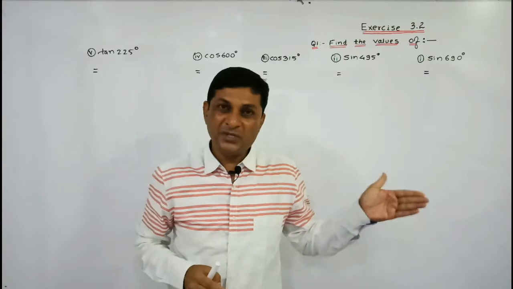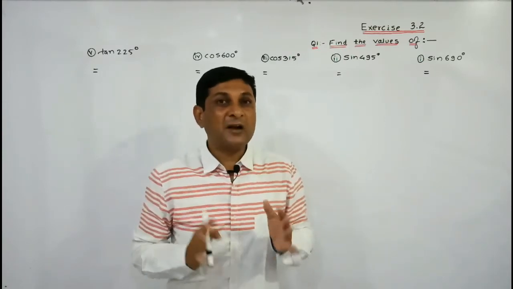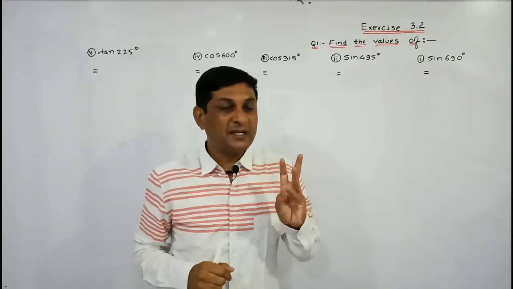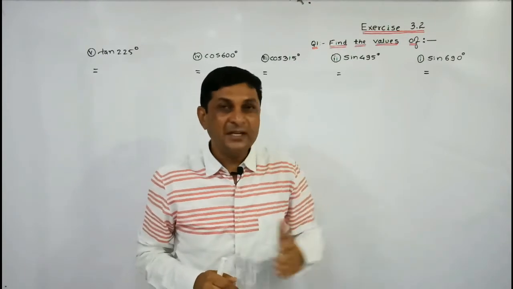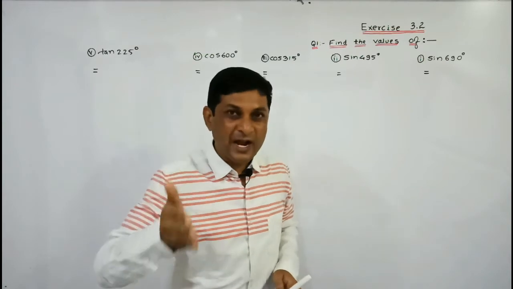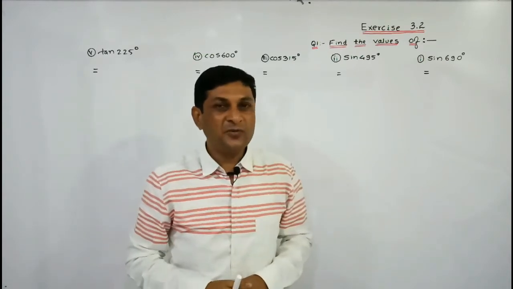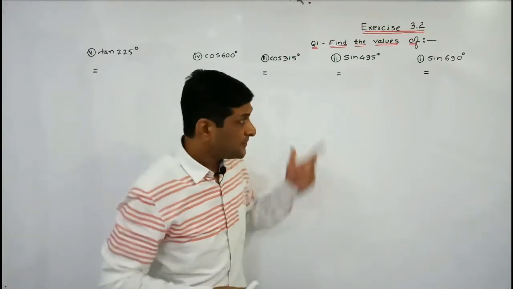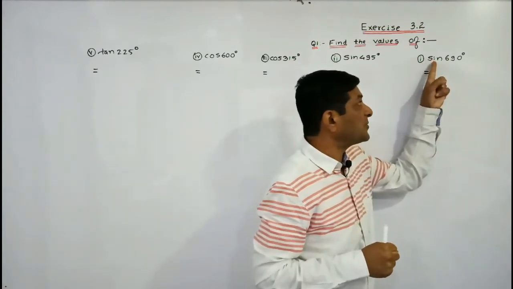This method we have seen in the last chapter also, but allied angle formulas are more helpful to find out these values. If the angle is multiple of 30 degree or 45 degree but greater than 90, then using allied angle formulas we are able to convert it. We are trying to convert it below 90 degree so that we are able to find out values of trigonometric function, isn't it?